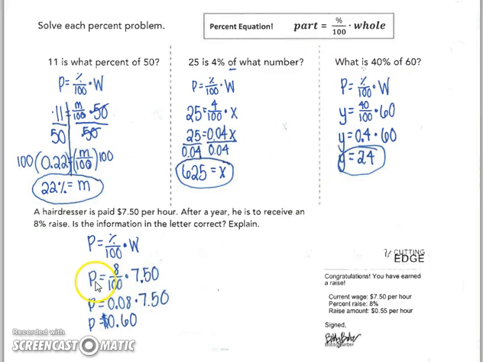So we're going to take part equals 8 over 100 times 750, change 8 over 100 to 0.08, divide those numbers. It's going to make it easier to work with. And then we get part equals 0.08 times 750, which gives us a total of 60 cents for the part. So what that tells us, looking back at the problem, is that an 8% raise would be 60 cents. But they said that the raise amount was 55 cents, so the information in the letter was not correct.